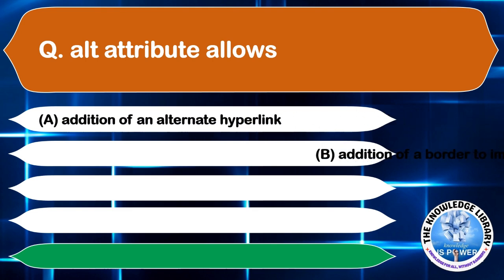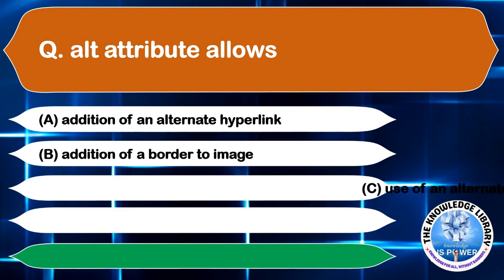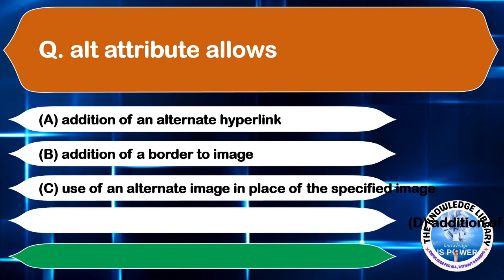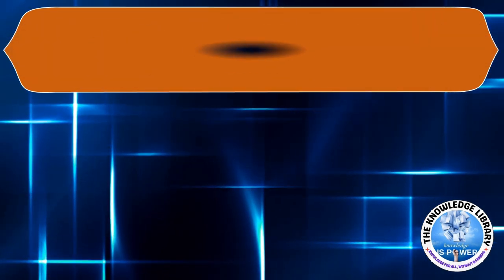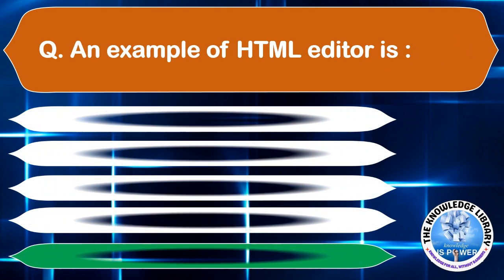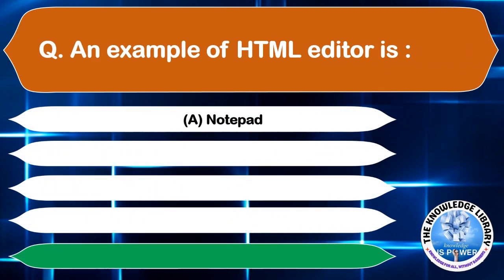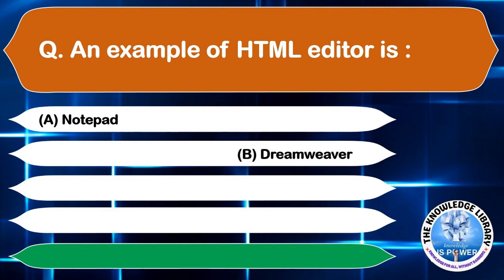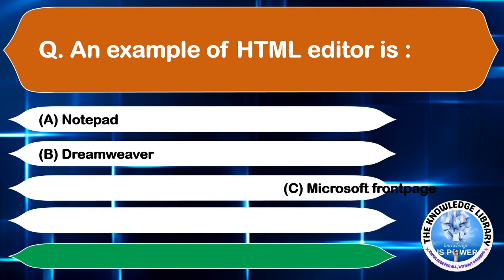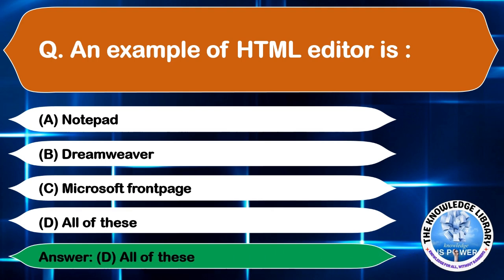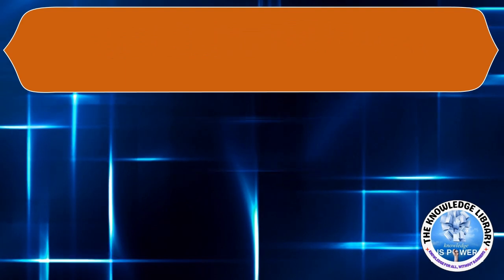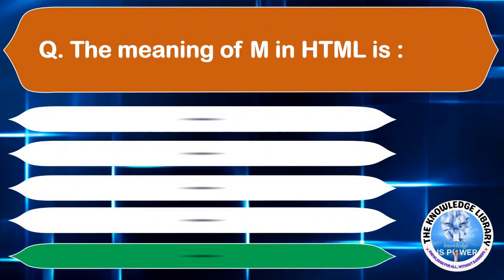The next question is, alt attribute allows option A, addition of an alternate hyperlink. Option B, addition of a border to image. Option C, use of an alternate image in place of the specified image. Option D, addition of alternate text about an image. The correct answer is option D. The next question is, an example of HTML editor is option A, Notepad. Option B, Dreamweaver. Option C, Microsoft Front Page. Option D, all of these. The correct answer is option D, all of these.